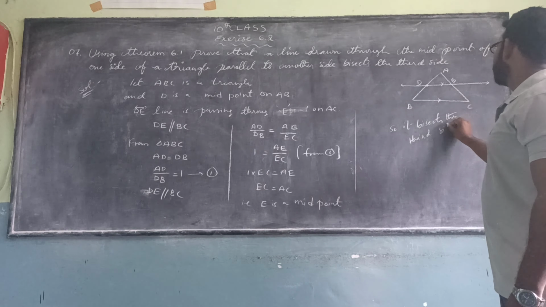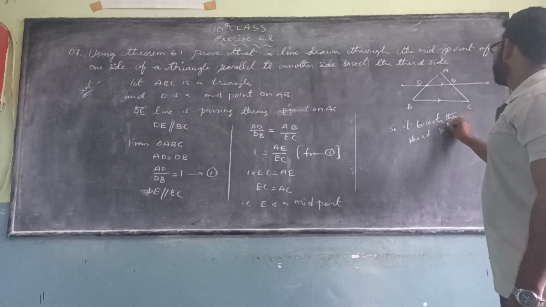That's it. Here the 8th question is: using theorem 6.2, prove that the line joining the midpoint of any two sides of a triangle is parallel to the third side. Theorem 6.2 states that if a line passes through any two distinct points of two sides, and the ratio of their sides are equal, then that line must be parallel to the third side. So that is nothing but the converse of the basic proportionality theorem.